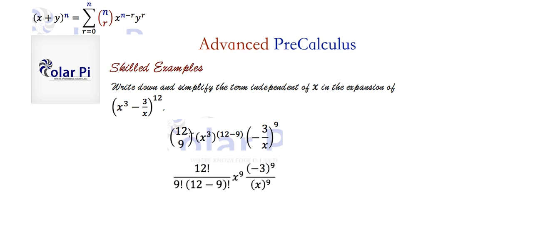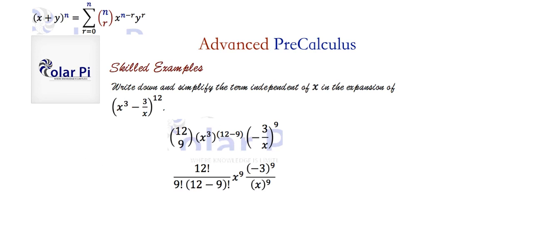So let's simplify this a little bit more. 12 choose 9 means 12 factorial divided by 9 factorial times 12 minus 9 factorial. And then x cubed to the power 12 minus 9 is x cubed to the 3rd, which is x to the 9th right here. Then we can use exponent rules to write this in this form. Now we have an x to the 9th here, which technically is in the numerator, and an x to the 9th here in the denominator. They cancel. So this term will be independent of x.